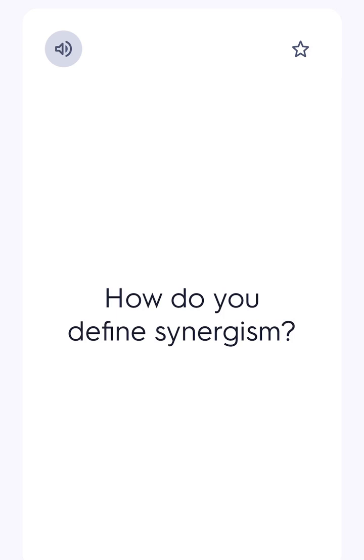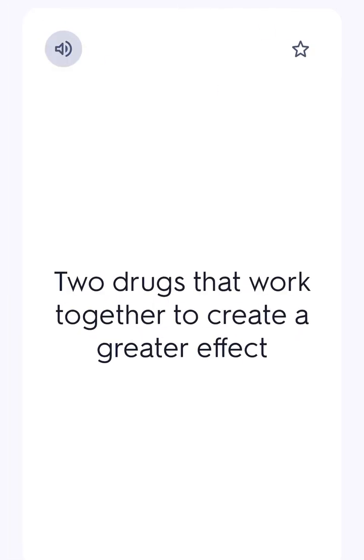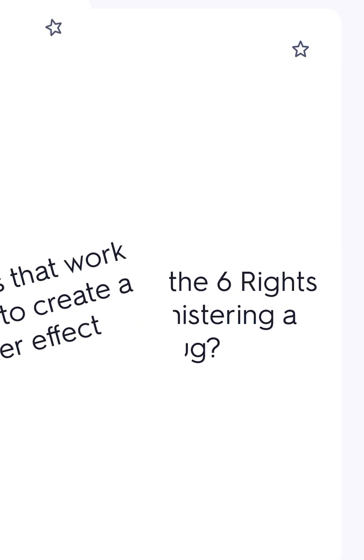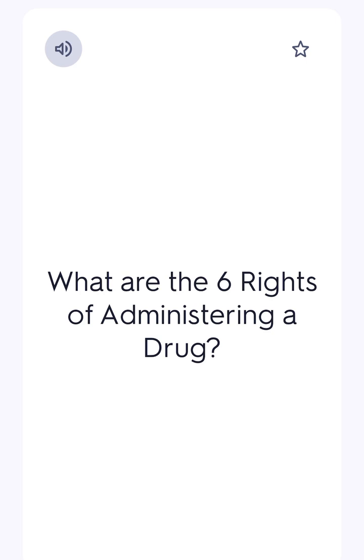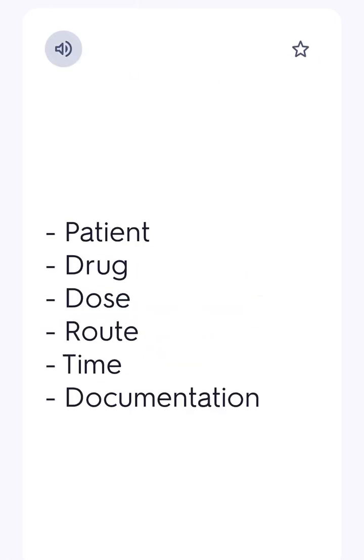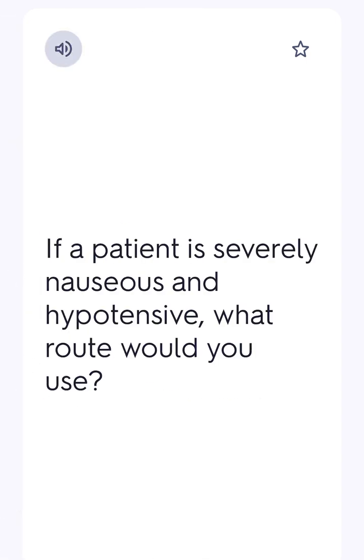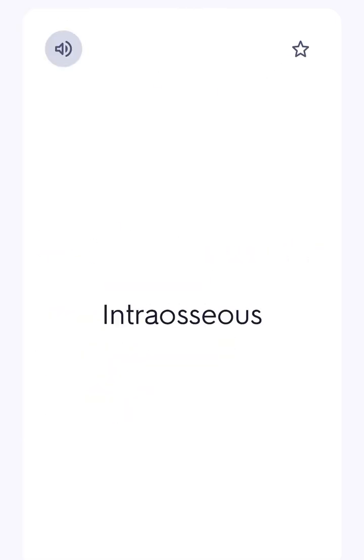How do you define synergism? Two drugs that work together to create a greater effect. What are the 6 rights of administering a drug? Patient, drug, dose, route, time, documentation. If a patient is severely nauseous and hypotensive, what route would you use? Intraosseous.